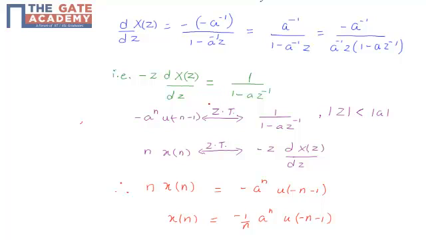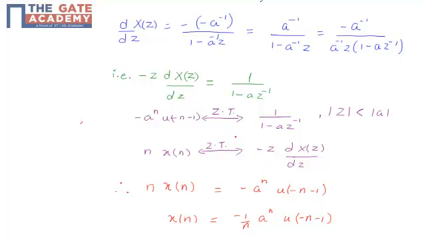So that is nothing but, if we compare with the standard formula, that is, minus a raised to n u of minus n minus 1, its z transform is 1 divided by 1 minus a z inverse for mod of z less than mod of a. Next, again we have another pair, that is n times x(n), its z transform is minus z dX(z) by dz.